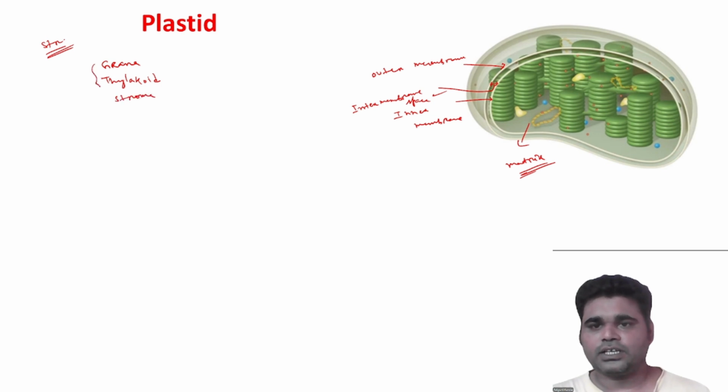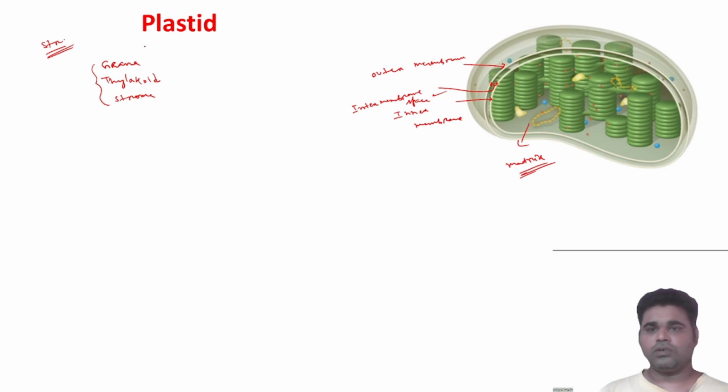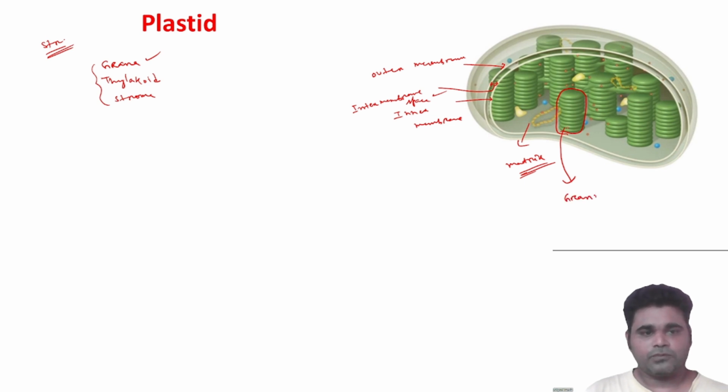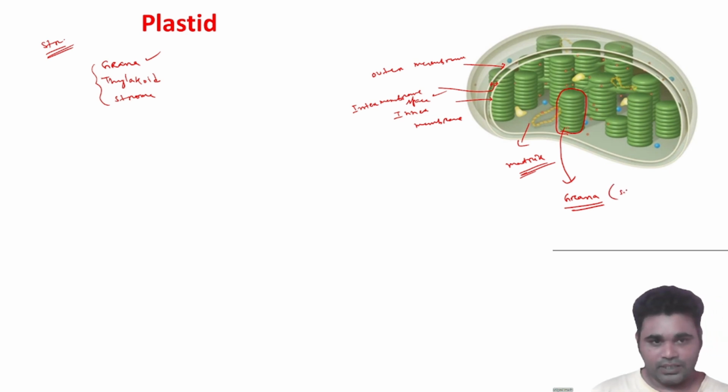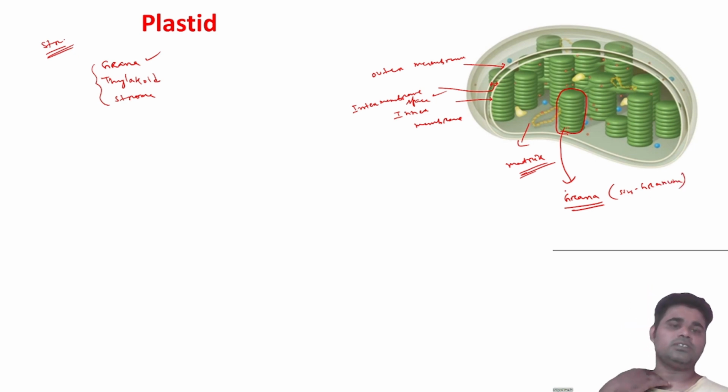So what are the different types of this structure? So what is the grana? Look at this structure. This whole structure is called the grana. And again, grana is the plural term; the singular term is granum. Okay, so this is the grana.